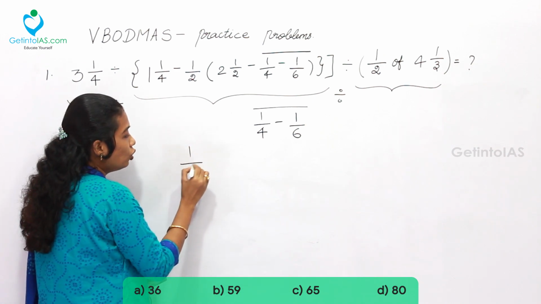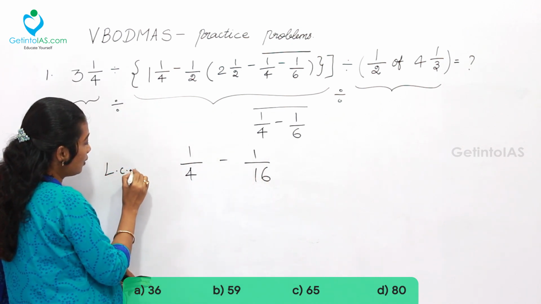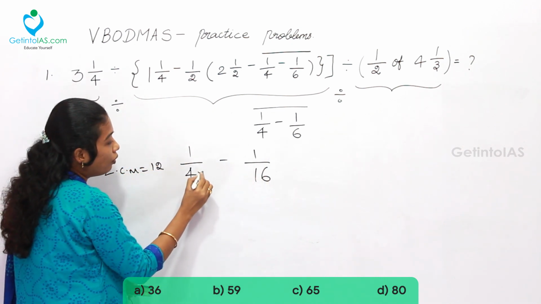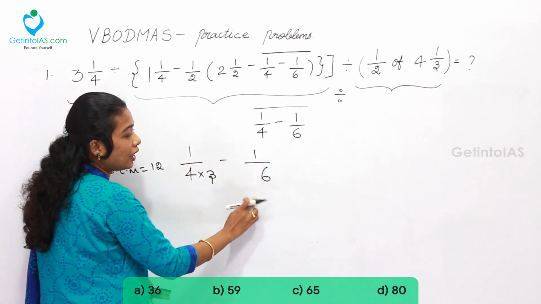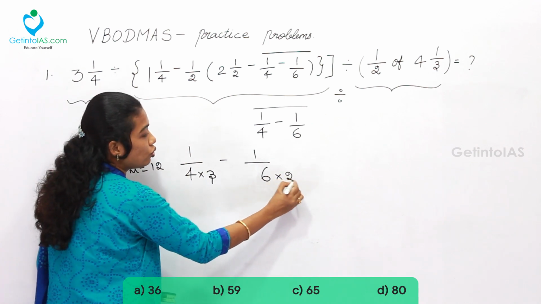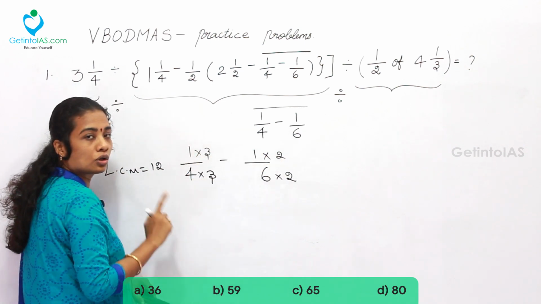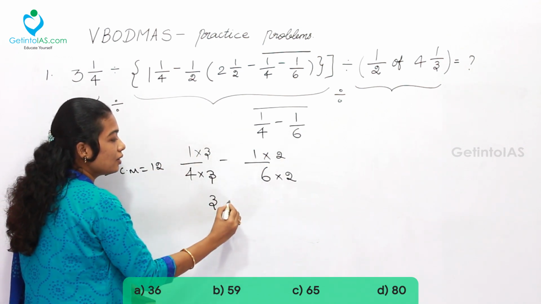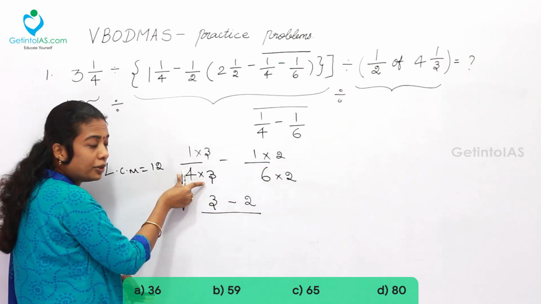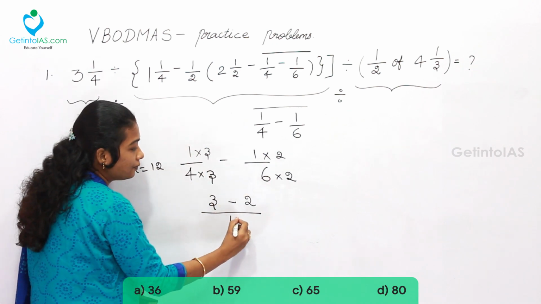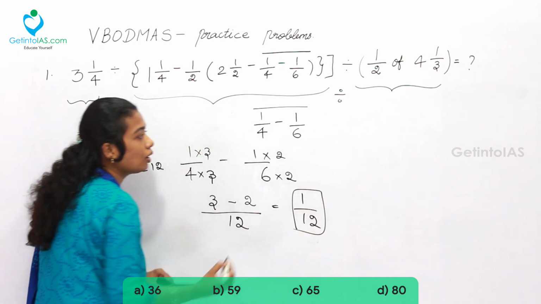For that LCM, you will have to make all the denominators into 12. So LCM is equal to 12 here, right? So here 4 into what will give you 12? Into 3. And 6 into what will give you 12? Which is 2. While multiplying the denominator, you want to do the same thing with the numerator also. Now simplify the value. 1 into 3, 3, minus 1 into 2, 2, by 12, 12. In both cases the denominator is 12. Take any one of the 12. 3 minus 2 is 1 by 12. So we got 1 by 12.